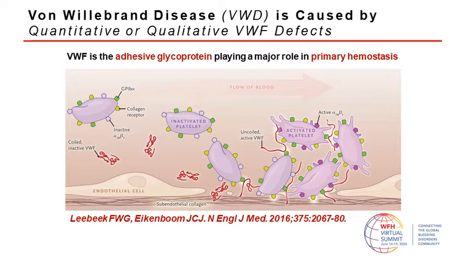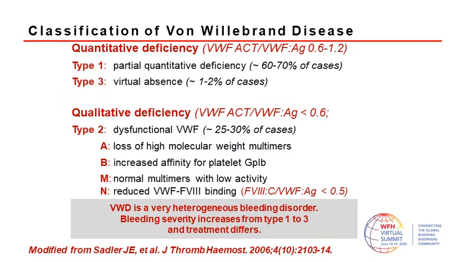Next slide, please. So we have the classification of von Willebrand disease, partially modified from the original one by Sadler, where we have a classification of quantitative or qualitative deficiency of von Willebrand factor. The quantitative deficiency is present in type 1 and type 3, where type 3 is the most severe form, where the von Willebrand factor is almost absent. In the qualitative deficiency, the von Willebrand factor is dysfunctional, and according to the level and the site of the dysfunction, we have type 2A, type 2B, type 2M, and type 2N.